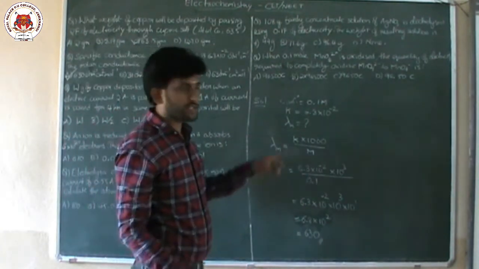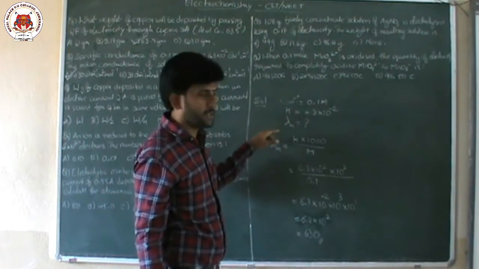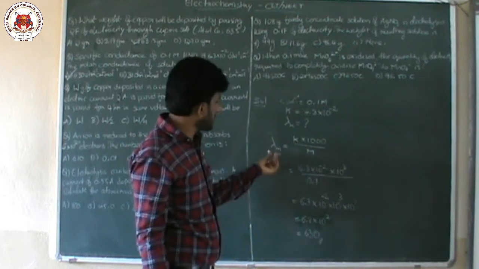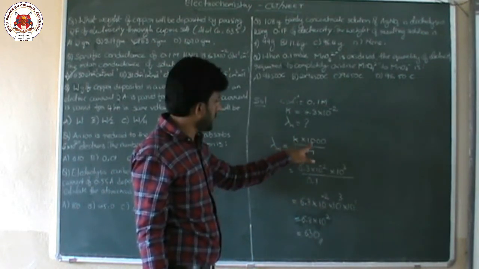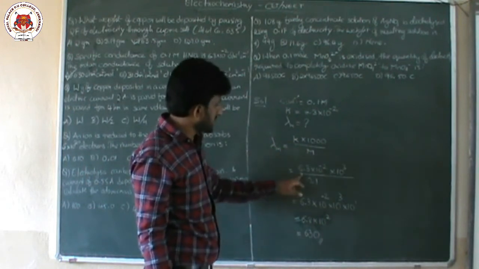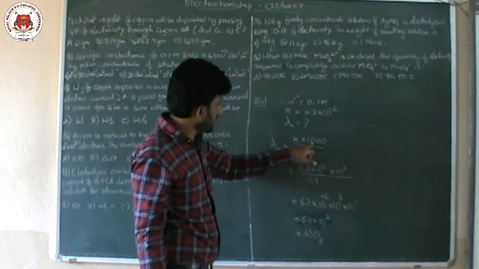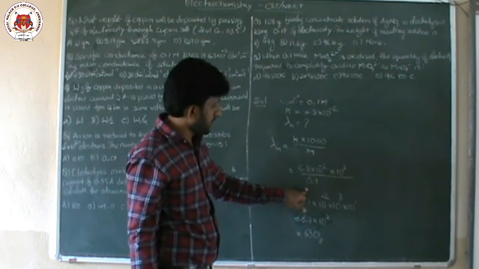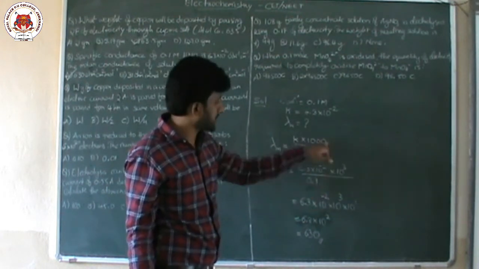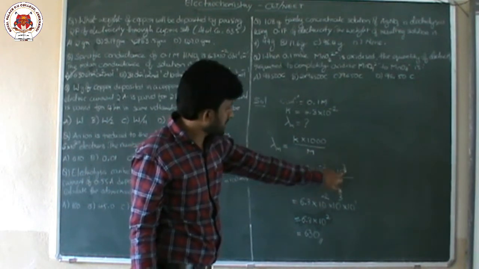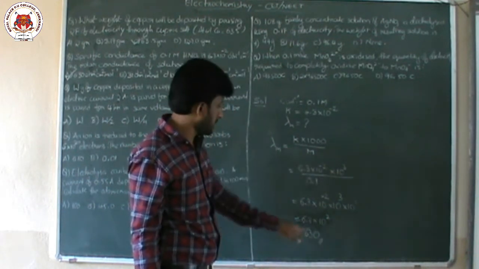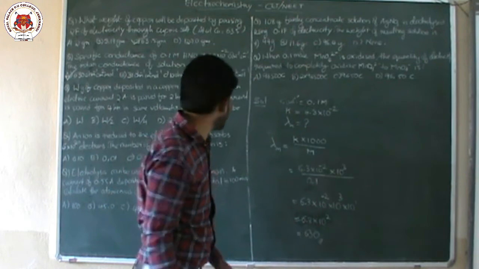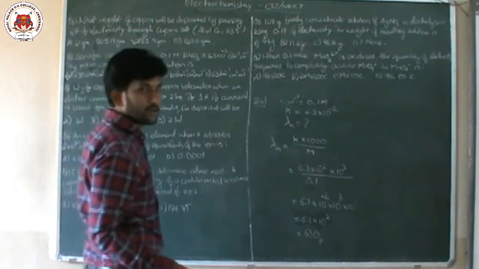So first, concentration is given 0.1 M. K value is 6.3 into 10 power minus 2. Lambda we need to find out. What is the formula? Lambda is equal to K into 1000 by M. Here 1000 I am writing as 10 power 3, divided by 0.1. 0.1 means 10 power minus 1, it will go upside means 10 power plus 1. Means 10 power 4, 10 power minus 2, 10 power 2. So 6.3 into 100, which is 630. Okay, that is option A, the first option.